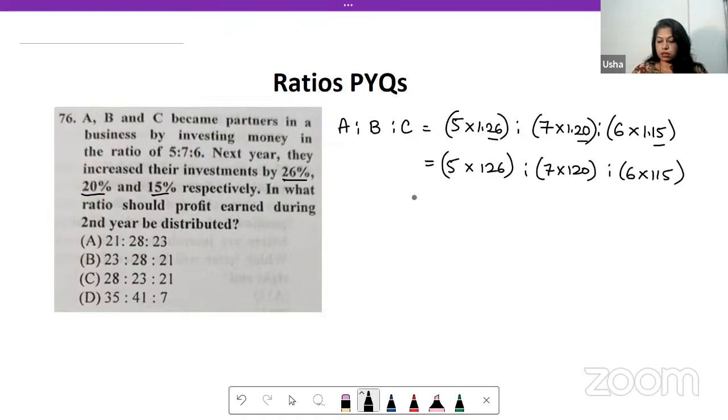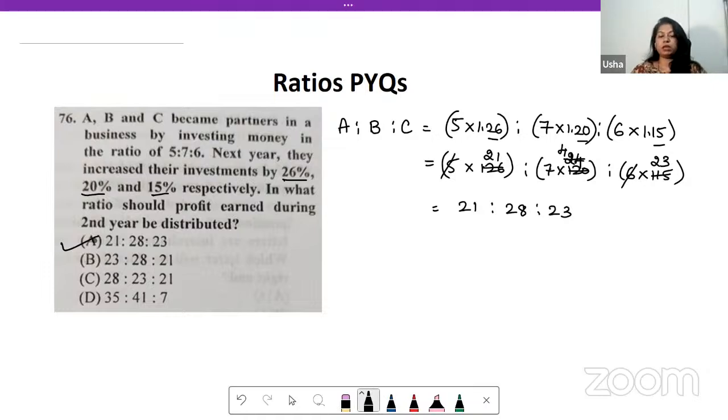Now let us cancel all the common factors. First we'll cancel by 5. 5 cancels here, 5 twos are 10. This is 24. 5 24s are 120. 5 2s are 10 and 5 23s are 115. Next we can cancel by 6. 6 gets cancelled here. 6 fours are 24. 6 twos are 12 and 6 1s are 6. So I'm left with 21 here. This is 7 into 4, 28. And here we have 23. So option A is the answer.